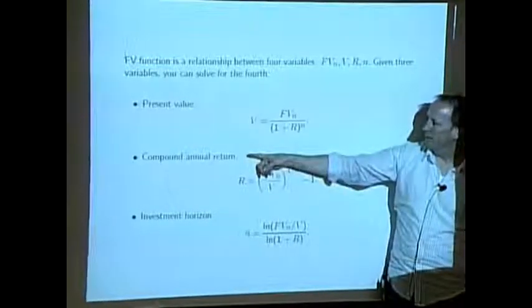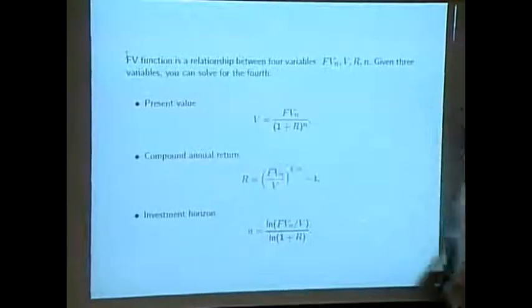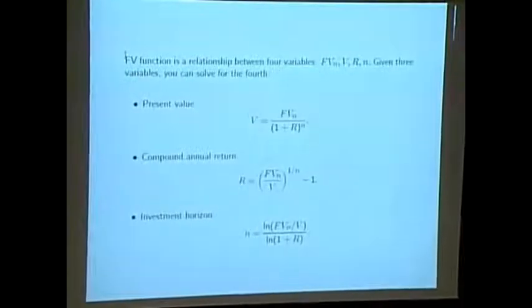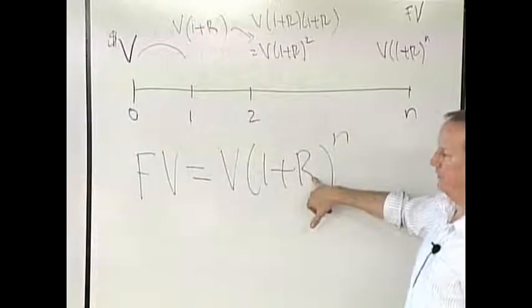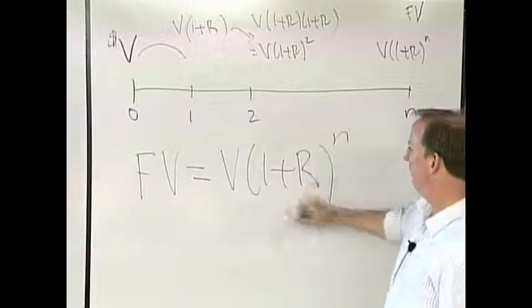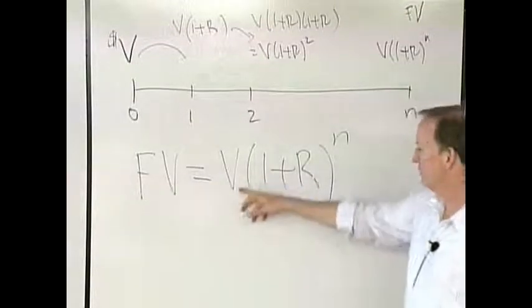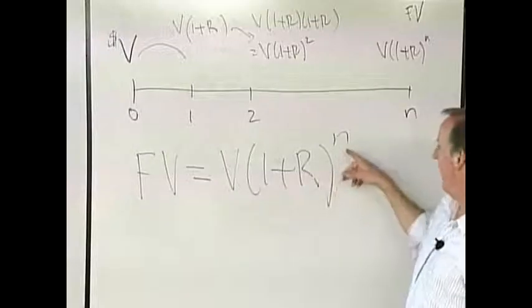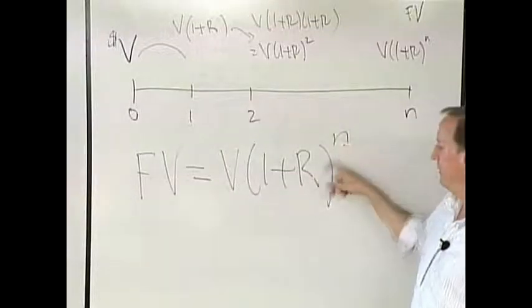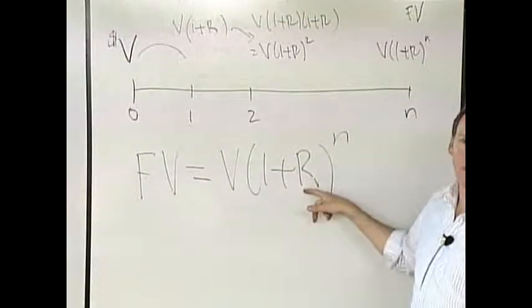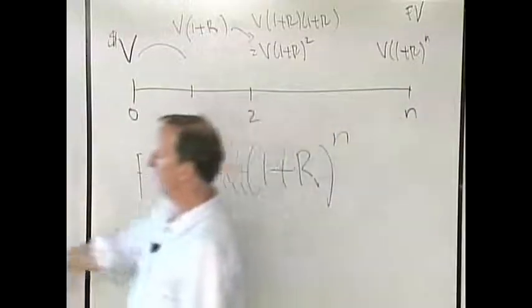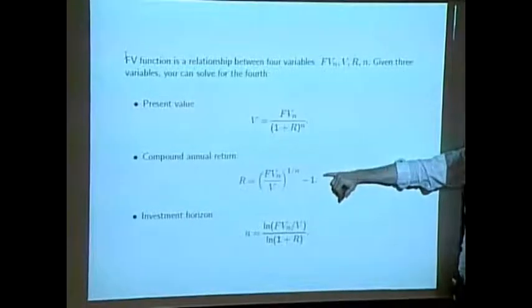Then we can take the future value formula, this thing here, and solve for the interest rate. So if I tell you, 10 years from now, you're going to get $5,000. You start with $1,000, and it's a 10-year investment. What's the compound annual return on that investment? That's just solving the future value formula for the interest rate.